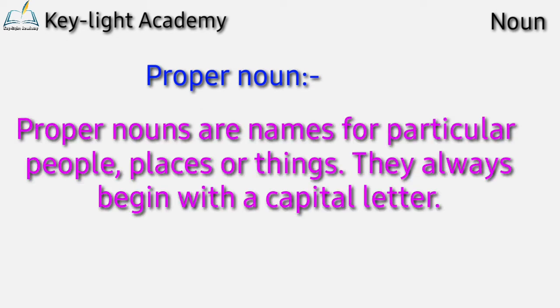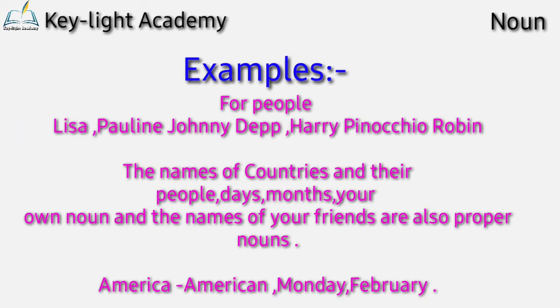Proper nouns are names for particular people, places, or things. They always begin with a capital letter. Here are examples for people: Lisa, Pauline, Johnny Depp, Harry, Pinocchio, Robin. Lisa can only be called the woman whose name is Lisa.